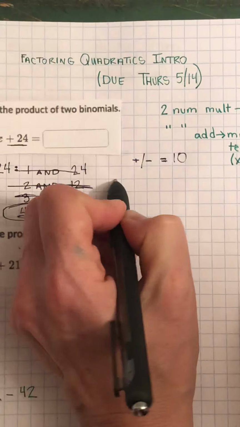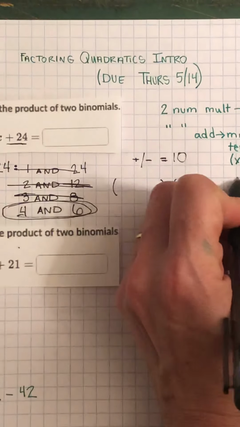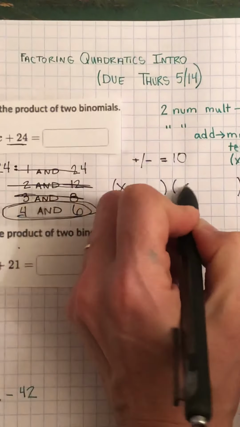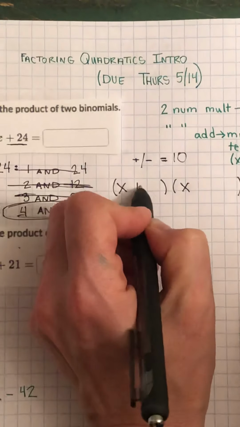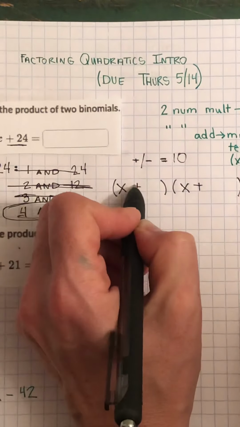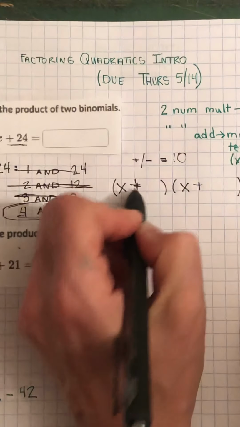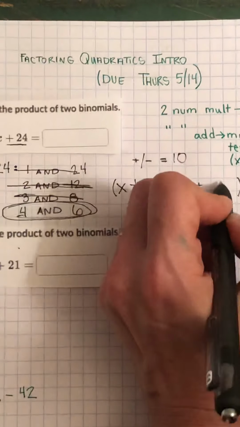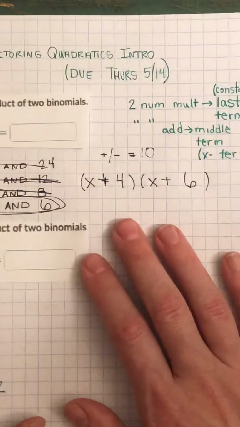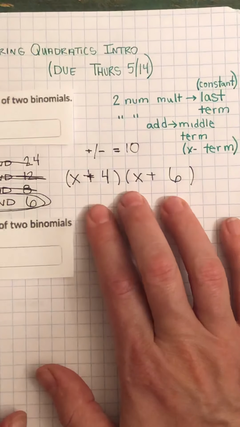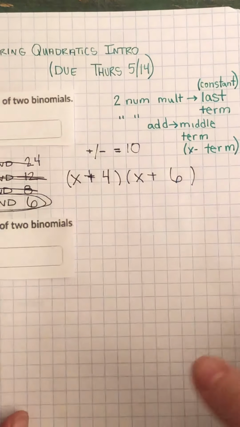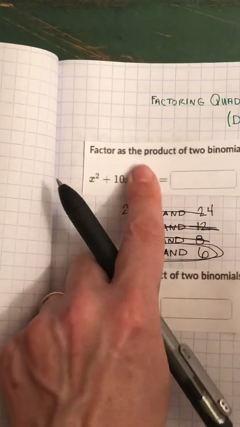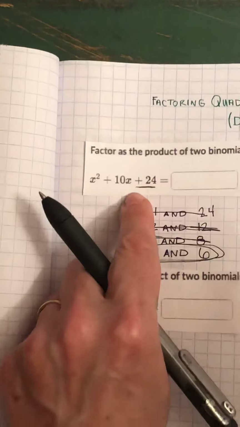So my answer in factored form is going to be always x and x, always plus and plus, because for this problem everything was positive, and then we have 4 and 6. I'll double check to make sure that if I FOIL or if I use my generic rectangle, I get this answer.